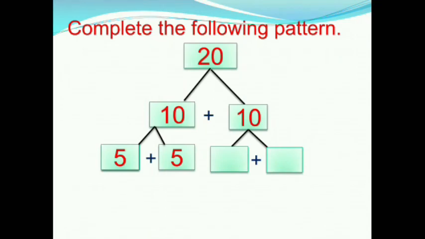Children, now we should complete the pattern. It is an addition tree. First we have 20. By adding which two numbers do we get 20? Yes, 10 plus 10. 10 plus 10 is given. Now we have this 10. By adding which two numbers do we get 10? Yes, 5 plus 5. 5 plus 5 is already given.